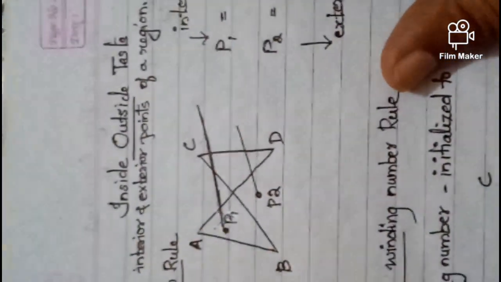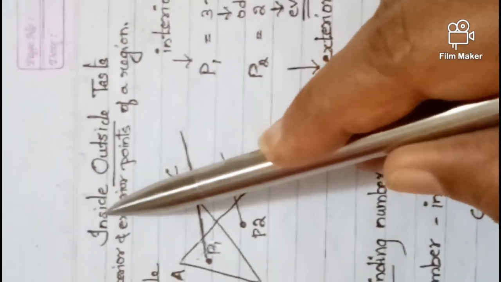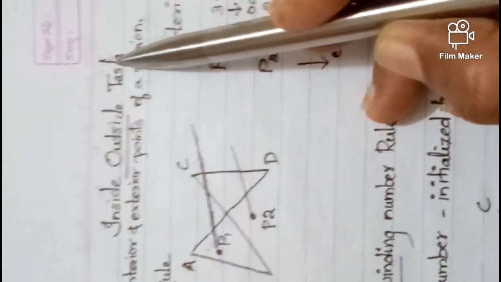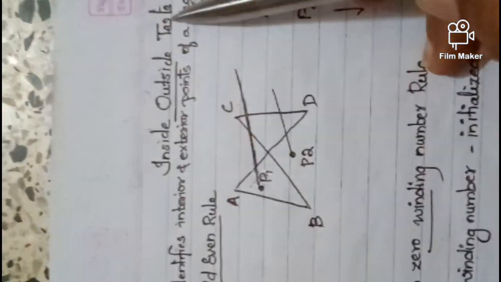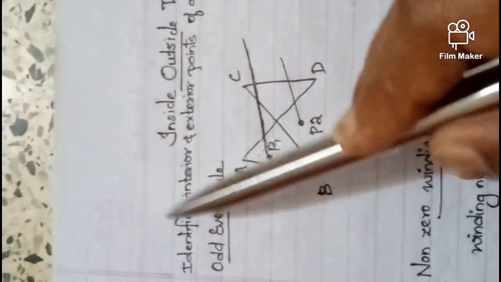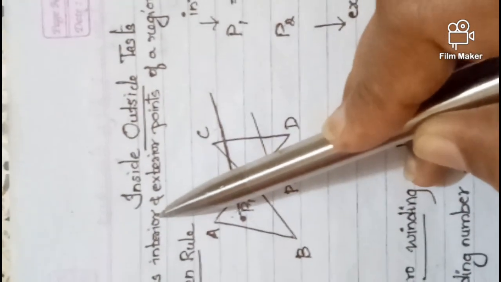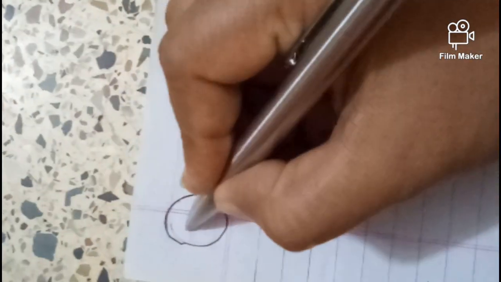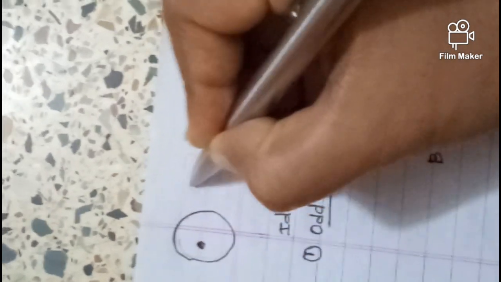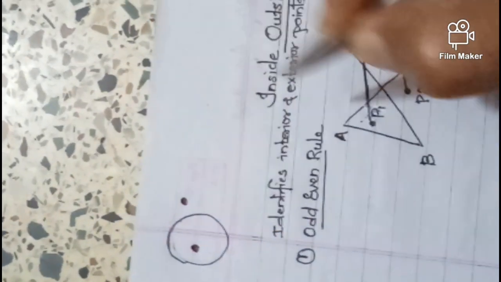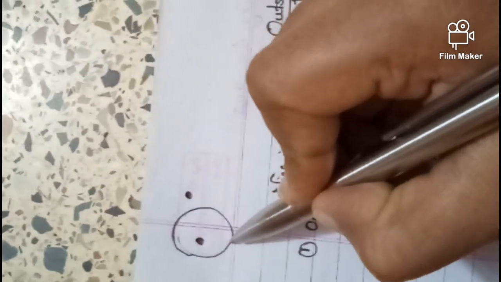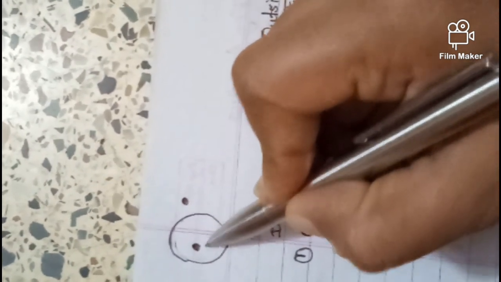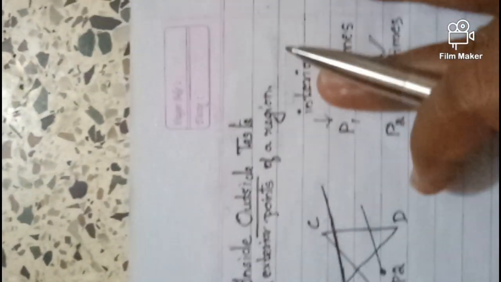Let us move on to the next topic, which is the inside-outside test. This is a test which can be used to identify the interior or exterior points of a region. That means if this is a region, this is an interior point and this is an exterior point. Okay, so this is a simple figure. We can easily identify which is the interior point and which is the exterior point.